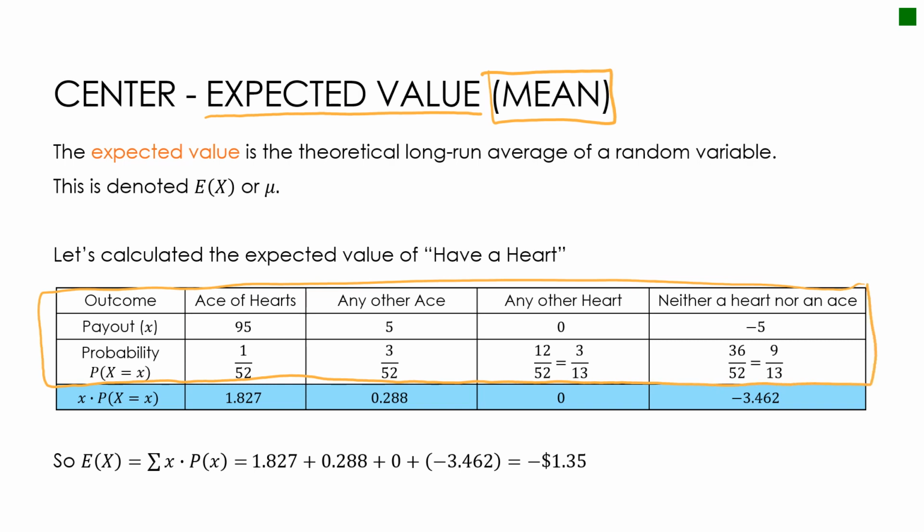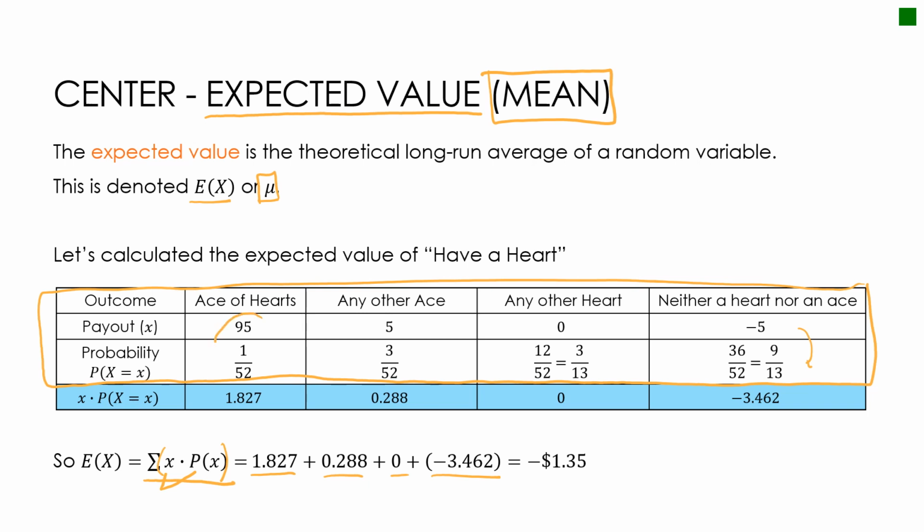So I've got the $95 and the 1 over 52, the $5, 3 out of 52, the $0, 12 out of 52, or I reduced to 3 out of 13, but it's not necessary to reduce. And then the losing $5 for everything else. Now what I'm going to do to find the expected value, or mean, and again mean is mu, is essentially I'm going to take the sum of all x's times the probability of x's. Now what does that mean? That means take each outcome, multiply the outcome by the probability, and add all of those together.